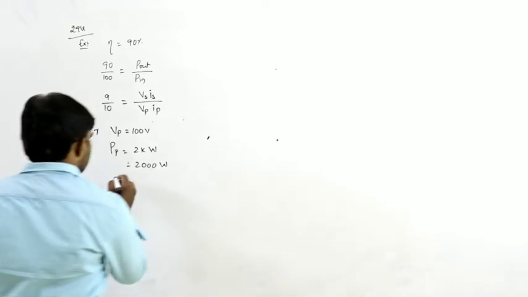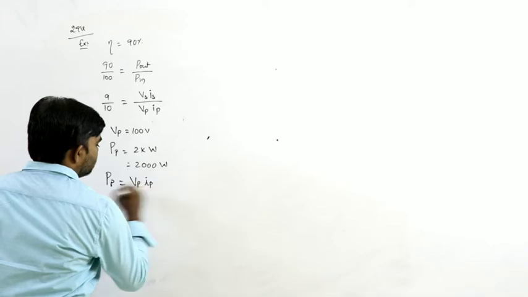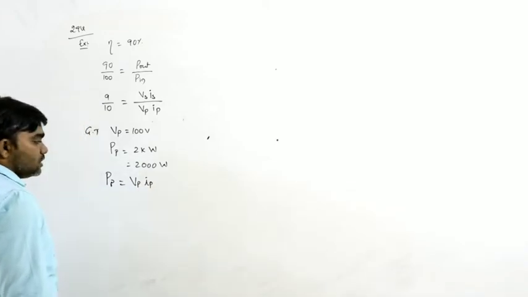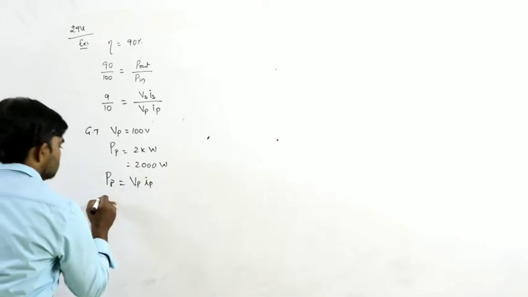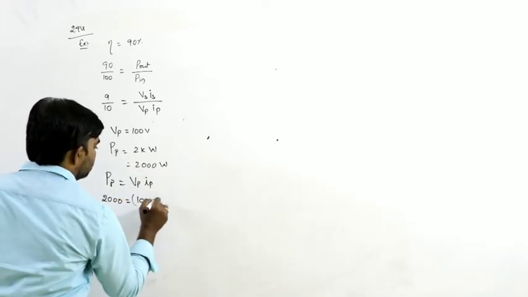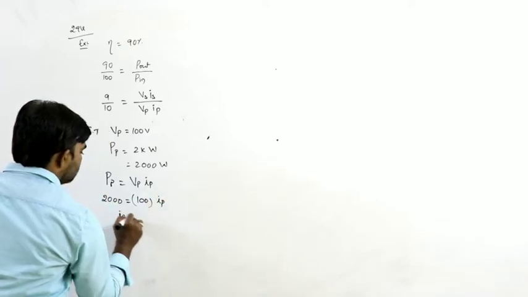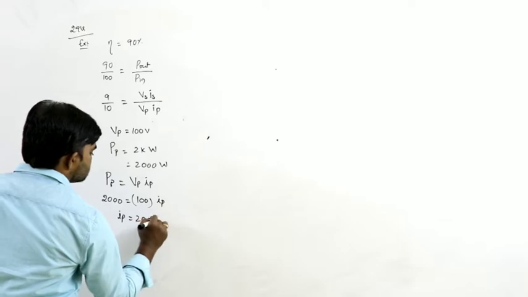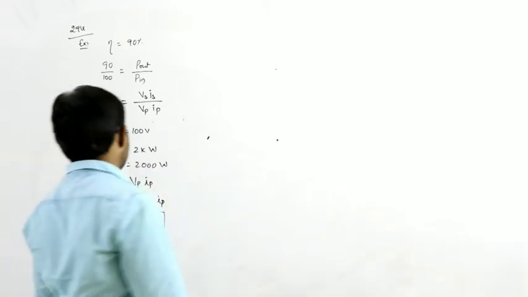But we know P primary is equal to V primary into I primary. P primary is 2000, and the potential is 100, so 100 into I primary is 2000. We have to calculate I primary, which is equal to 20 amperes.